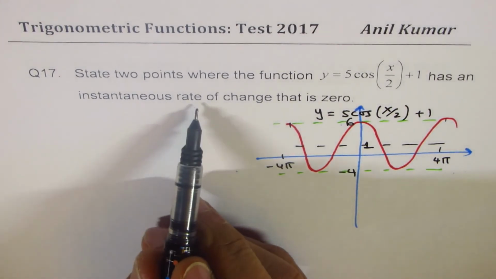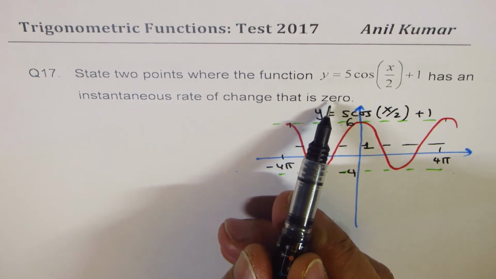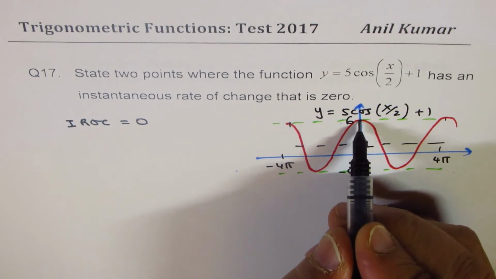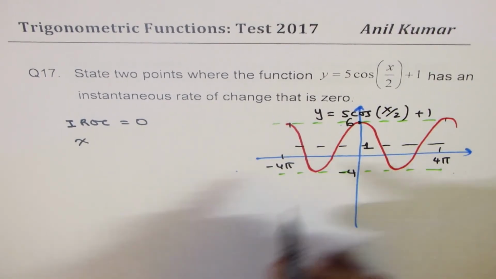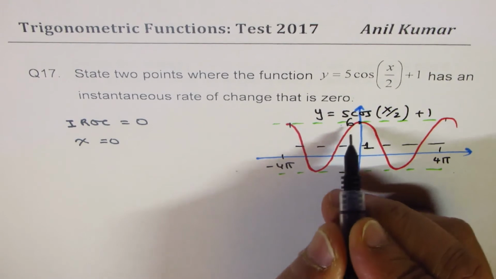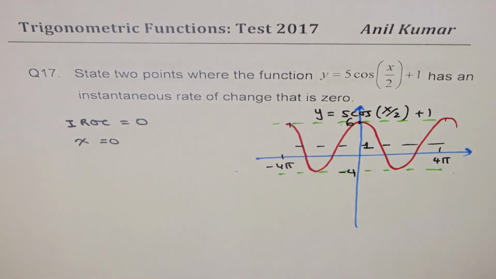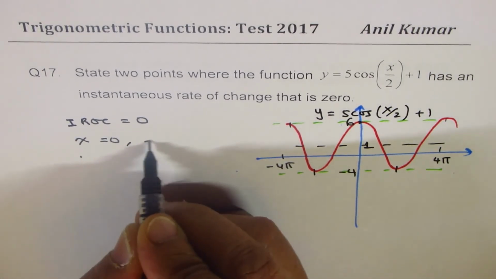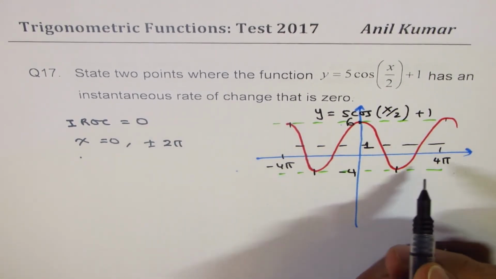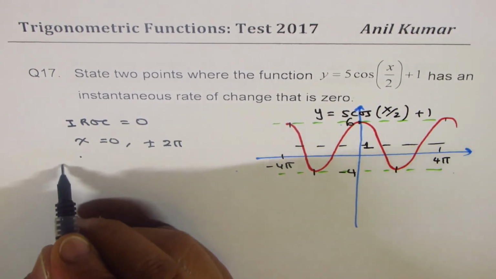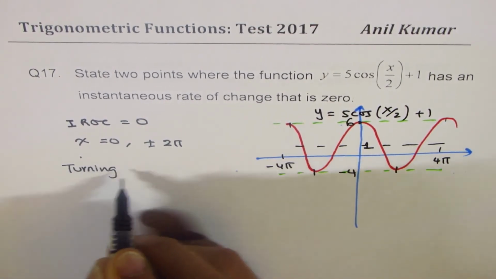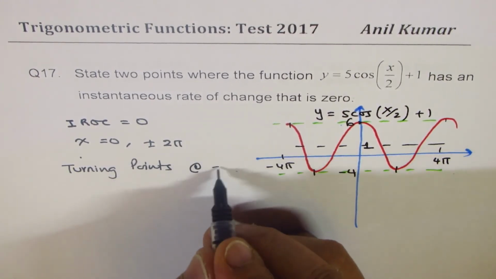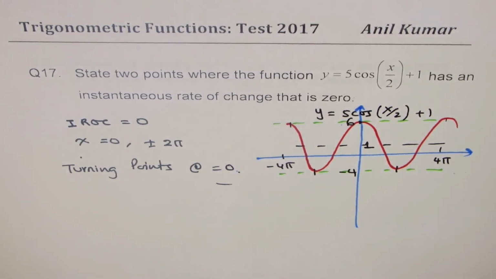Now we need to find a point where instantaneous rate of change is 0. So we are looking for instantaneous rate of change equals 0. So the point is, you can say x equals 0. So all the turning points, right, will give us the right answer, or it could be plus minus 2 pi, right? So at these points, turning points, instantaneous rate of change is equal to 0, right? So those are the answers.